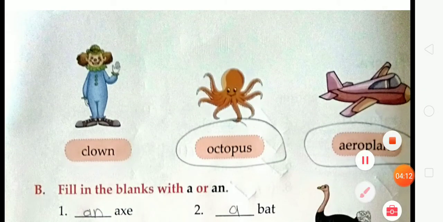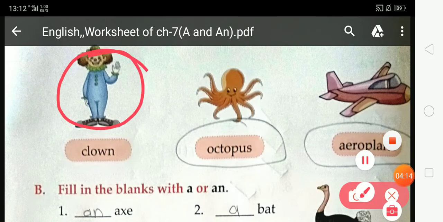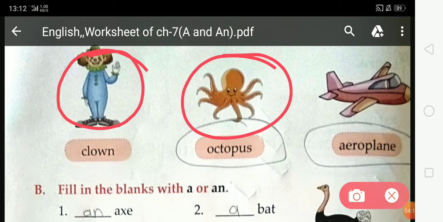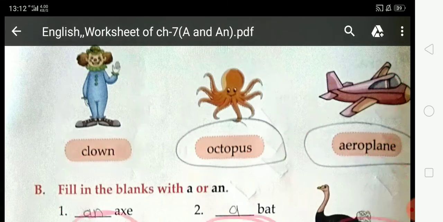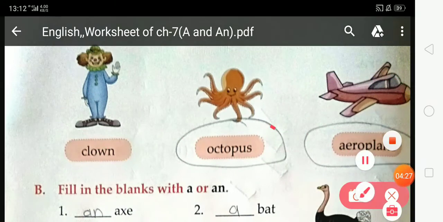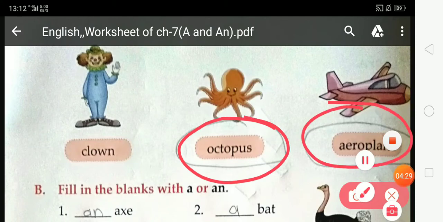Now come on next. Look at this picture. This is the picture of clown, octopus and next one is aeroplane. Here we can use AN before octopus and aeroplane. So you have to circle octopus and aeroplane.